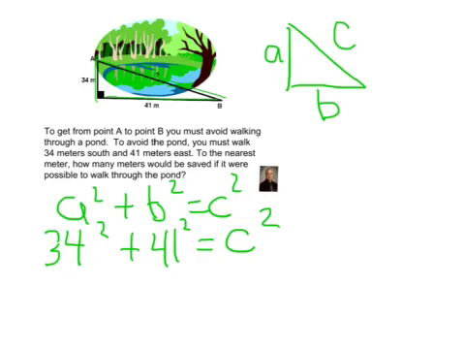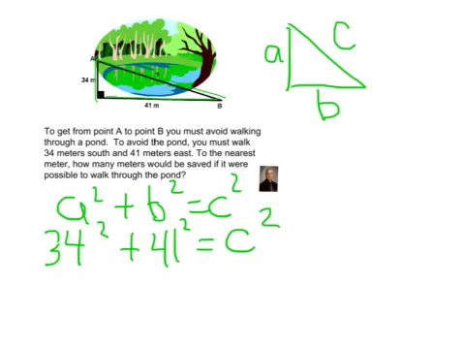So to the right of the problem, I redrew the right triangle with the legs being a and b and the hypotenuse c, and I wrote a squared plus b squared equals c squared, which is the Pythagorean theorem. Then we plugged the legs' lengths in and look for the hypotenuse. So one leg is 34, so we write 34 squared. The next leg is 41, so we write 41 squared, and together they add up to c squared.